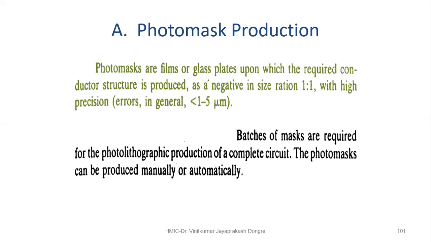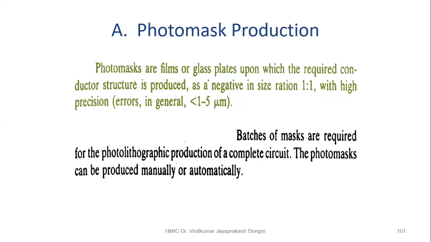Photomask production. Photomasks are film or glass plates upon which the required conductor structure is produced as a negative in size ratio 1:1 with high precision, errors in general less than 1 to 5 micrometer. Batches of masks are required for the photolithographic production of a complete circuit. The photomask can be produced manually or automatically.